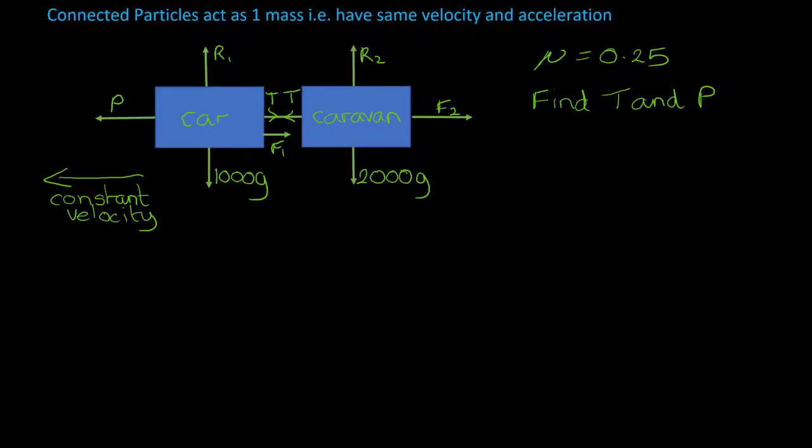Connected particles such as this car and caravan will act as one mass, i.e. they will have the same velocity and acceleration. In this particular example, we're told that they are moving with a constant velocity, so that means that our acceleration is 0. We've been asked to find the tension, T, and the power, P, which is propelling the car forward.